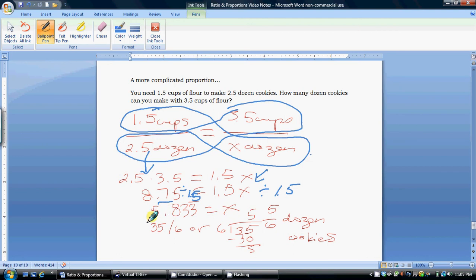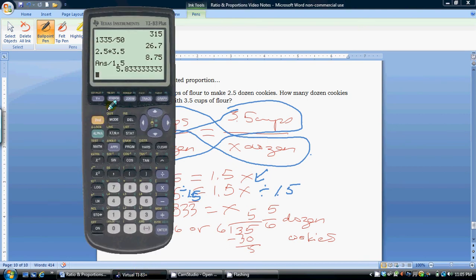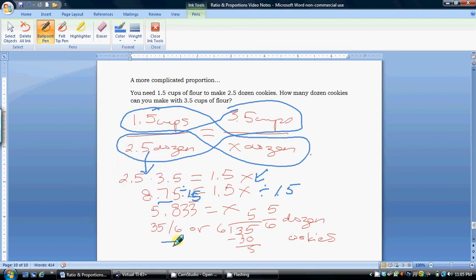Maybe, maybe not. One thing in your handy calculator here you can do is you can click the math button. See that little fraction thing right there, number 1? Just hit enter, and then hit enter again, and it's going to say it's 35 over 6. So as I wrote here, it's 35 over 6, or if you do some long division, you get 5 5/6 dozen cookies. And you can take a look and say, well, that is about right, because if 1.5 cups goes to 3.5 cups, then 2.5 dozen should go to about 5.5 dozen or so, and it does, 5.83 dozen cookies. So that was the more complicated ratio and proportion example.